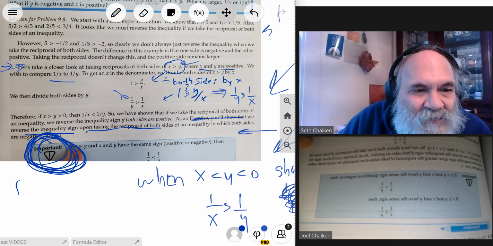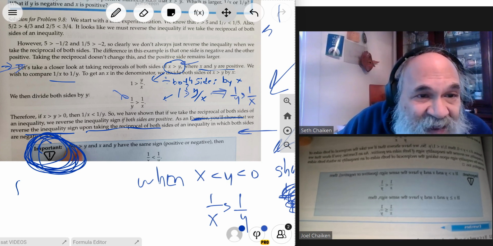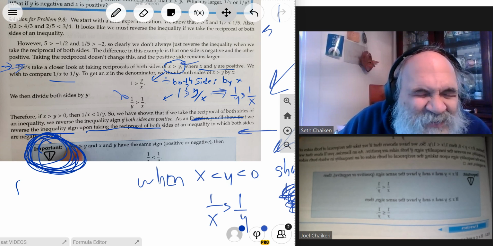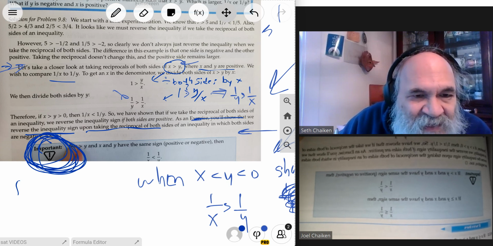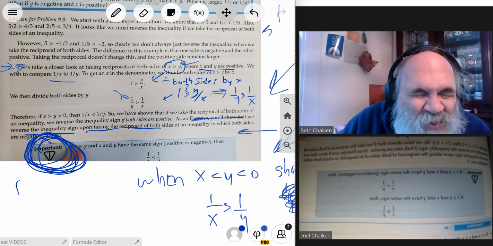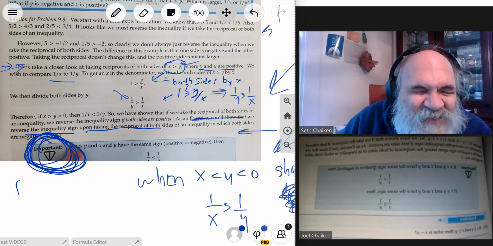Is it clear? So if X is greater than Y and X and Y have the same sign, then 1 over X is less than 1 over Y. Okay, is that all? That's it. Good. Excellent.